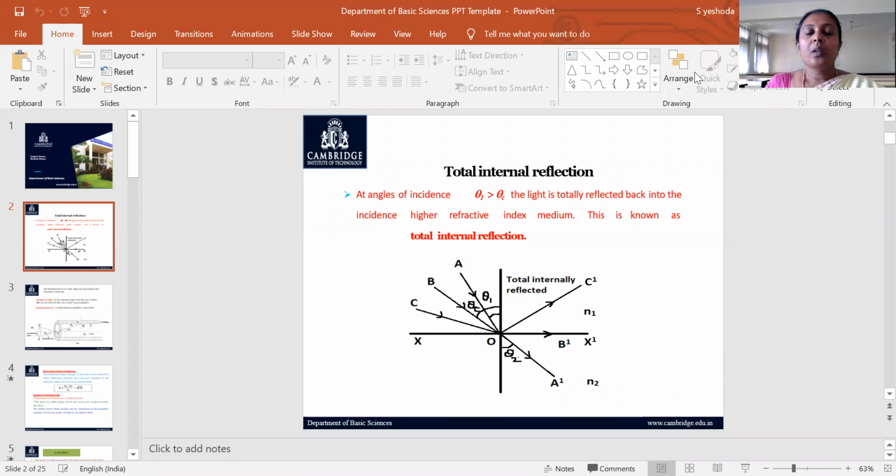Hello students. Today we'll discuss total internal reflection. So what is total internal reflection? You have studied it already in PUC. Now let us recall once again.